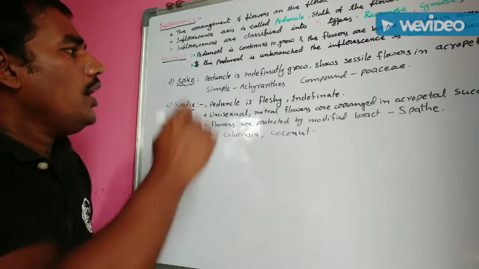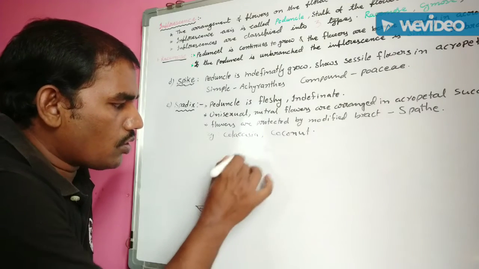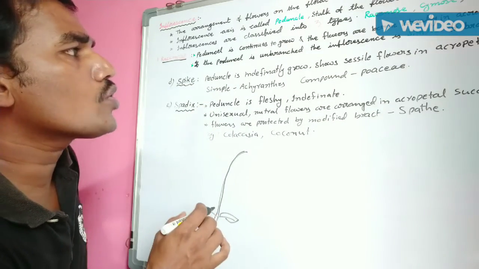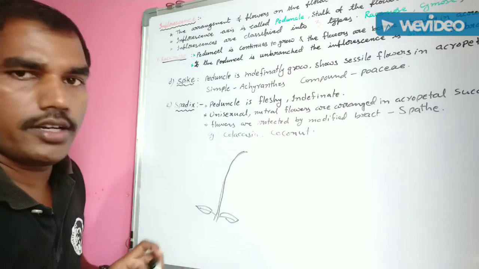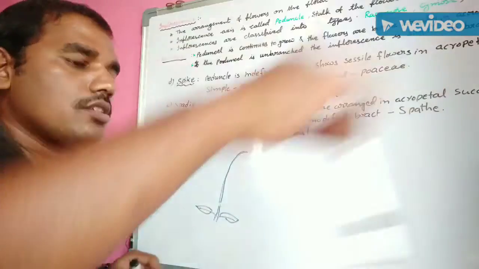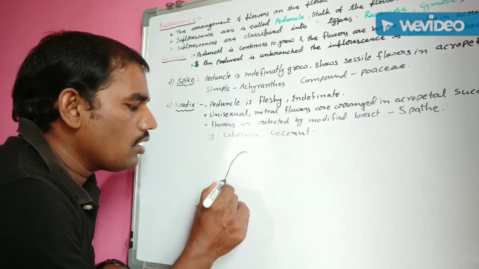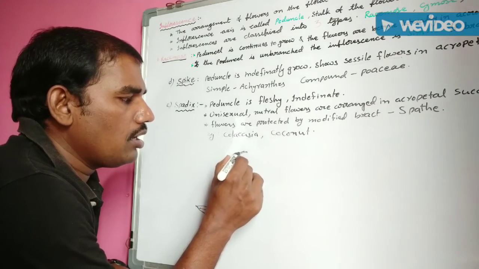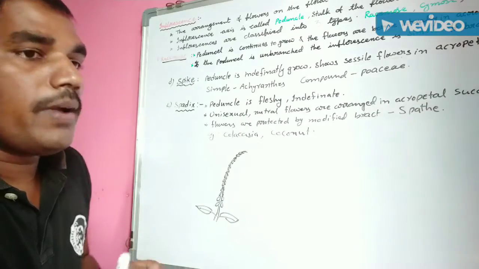Okay, spike. In this, the peduncle is indefinitely growing. On this indefinitely growing peduncle there are sessile flowers. Sessile flowers are arranged in acropetal manner. This means the largest flowers are present at the base of the inflorescence. Gradually, the smallest flowers are present at the upper region of the peduncle. This type of inflorescence is known as spike inflorescence.